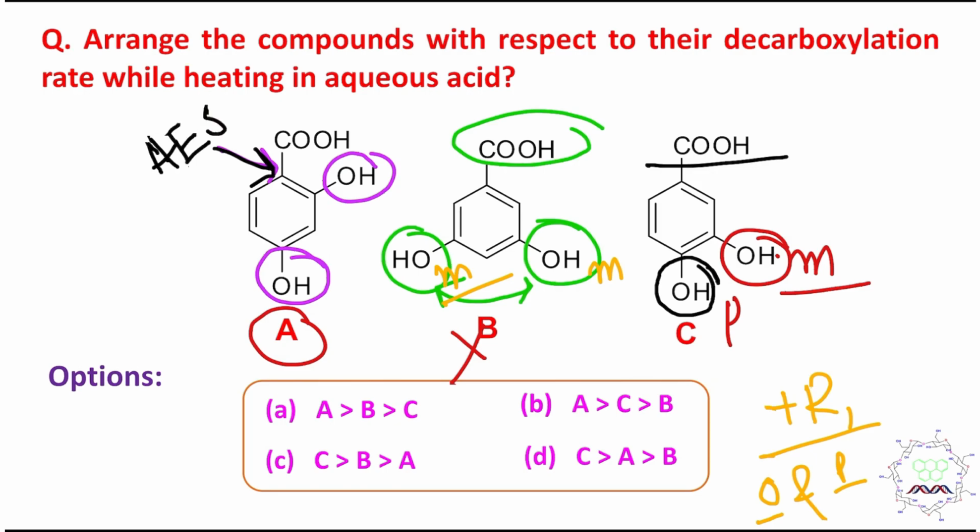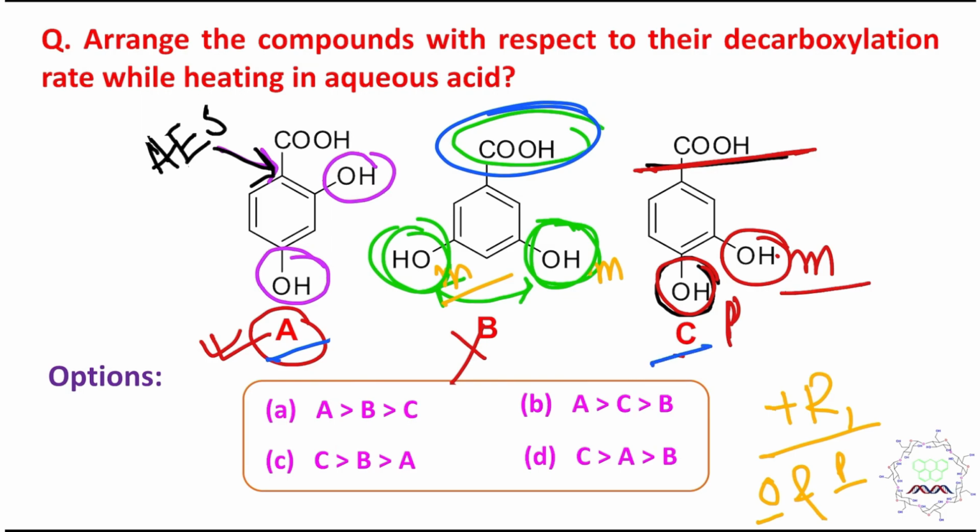So here we can expect that maximum reactivity will be A, second reactivity will be B, because one hydroxyl is para with respect to this carboxylic acid group, and third will be C, because both hydroxyl groups are meta for this carboxylic acid. So the order expected A greater than C greater than B. So A greater than C greater than B. So option B is the right answer.